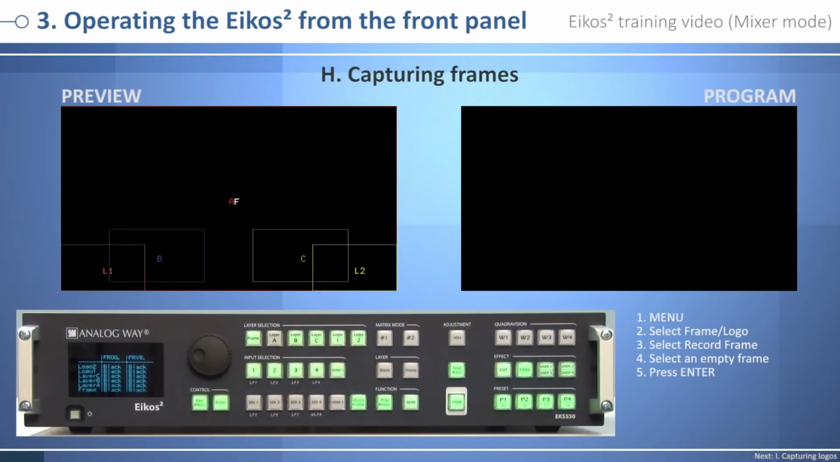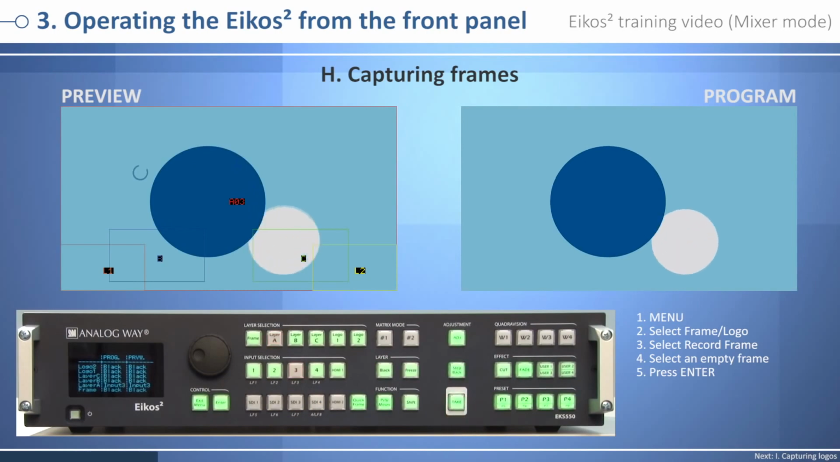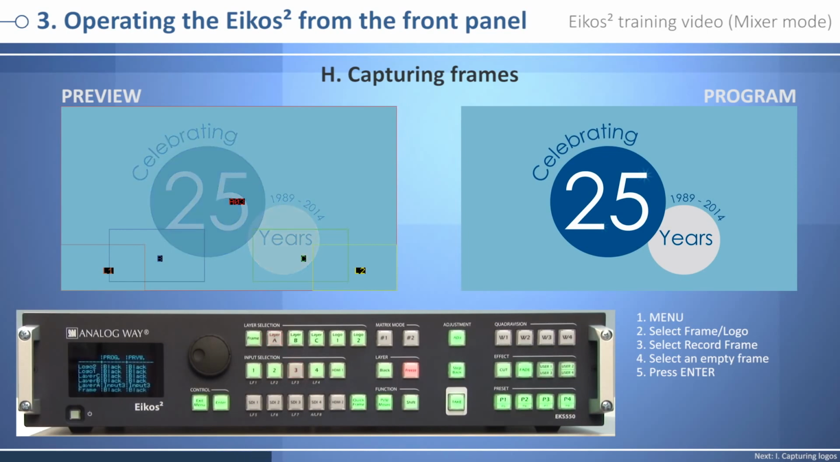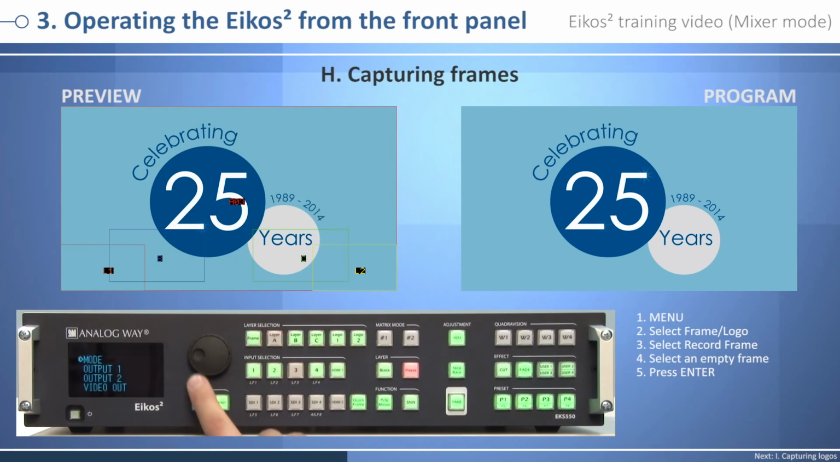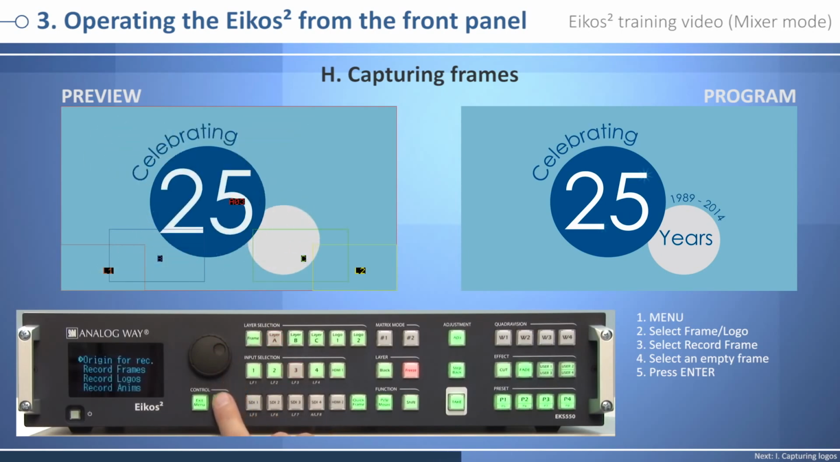Capturing frames. To capture a frame, display the exact content you want to save on one of your outputs at the exact resolution. You can use the Freeze button if you want. Press the Exit menu button, select Frame's logo, press Enter, then select Record Frame, press Enter, and select a frame number, then press Enter. Wait until the unit finishes the save.